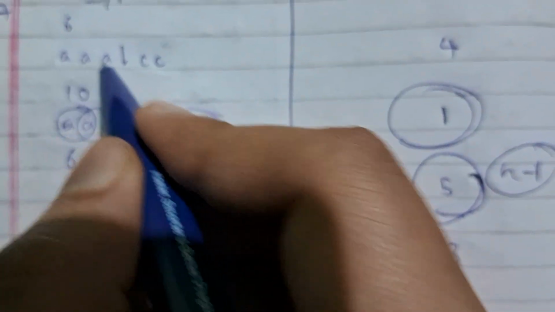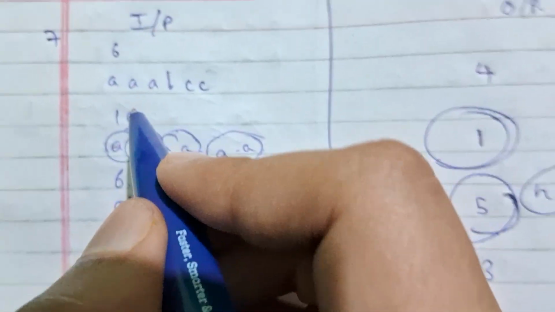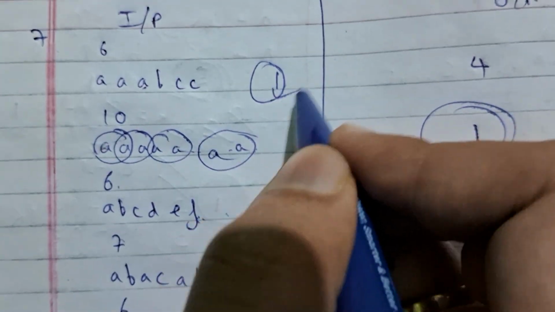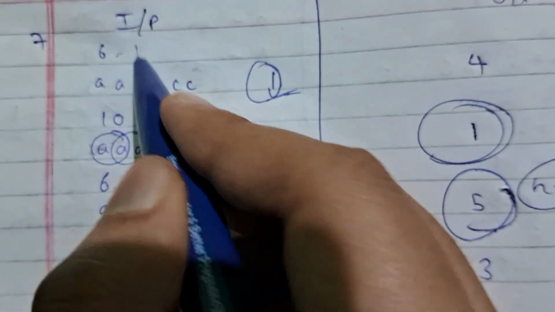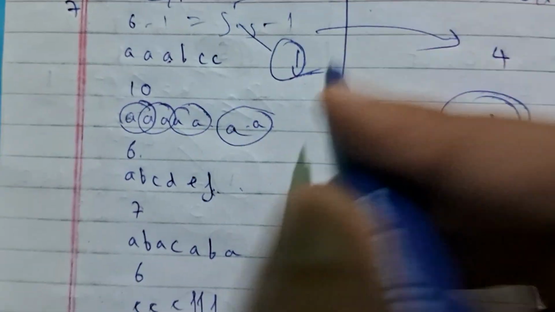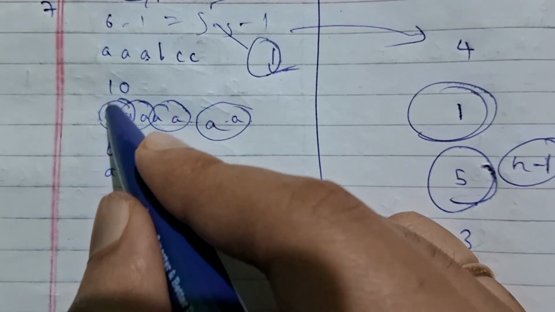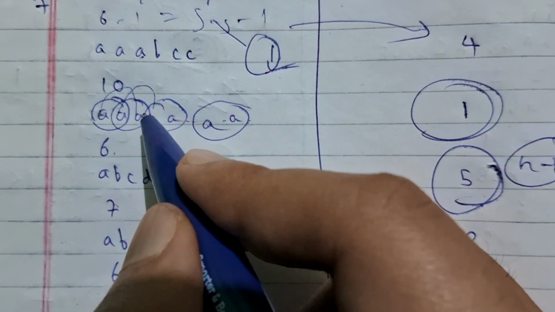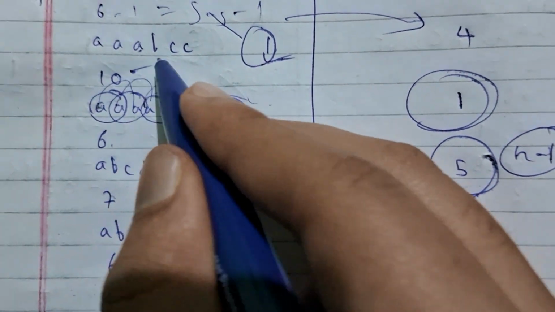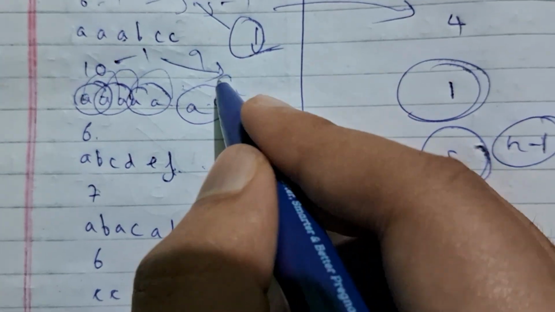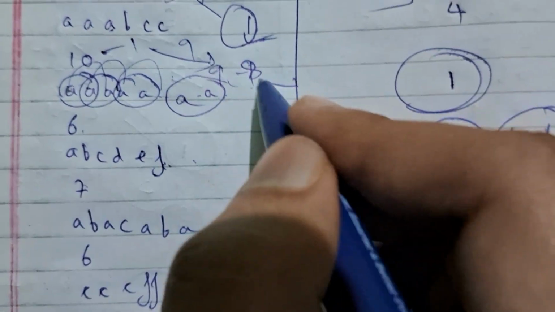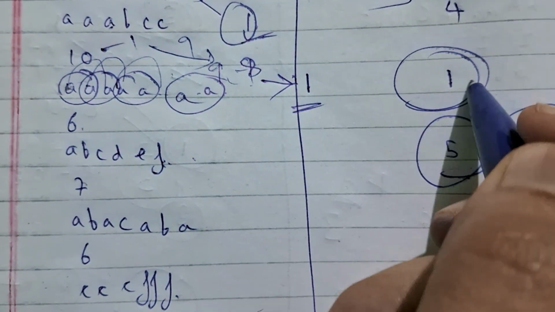For this a, see, this a and this a are equal, so there is one repeated. What is 6 minus 1? It is 5, and 1 repeated, so 5 minus 1 is 4. So you get 4. Over here, a and a is repeated, this a and this a is repeated. How many are repeated? 8 repeated. What is 10 minus 1? 9. Sorry, 9 minus 8, because there are 8 repeated. So what is 9 minus 8? 1. So you get 1.